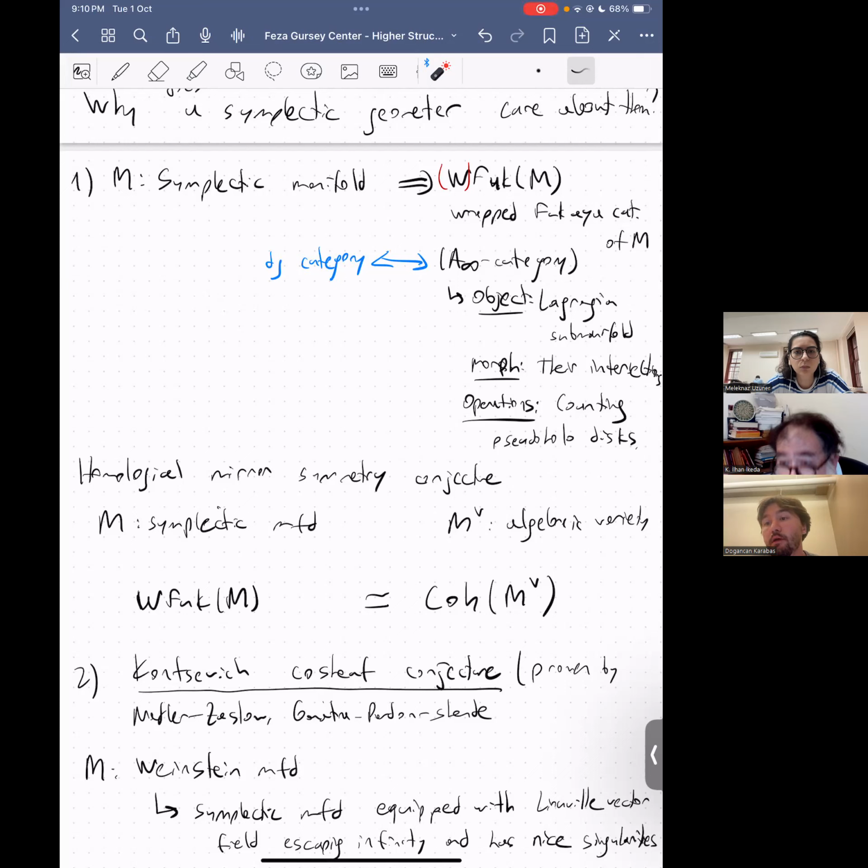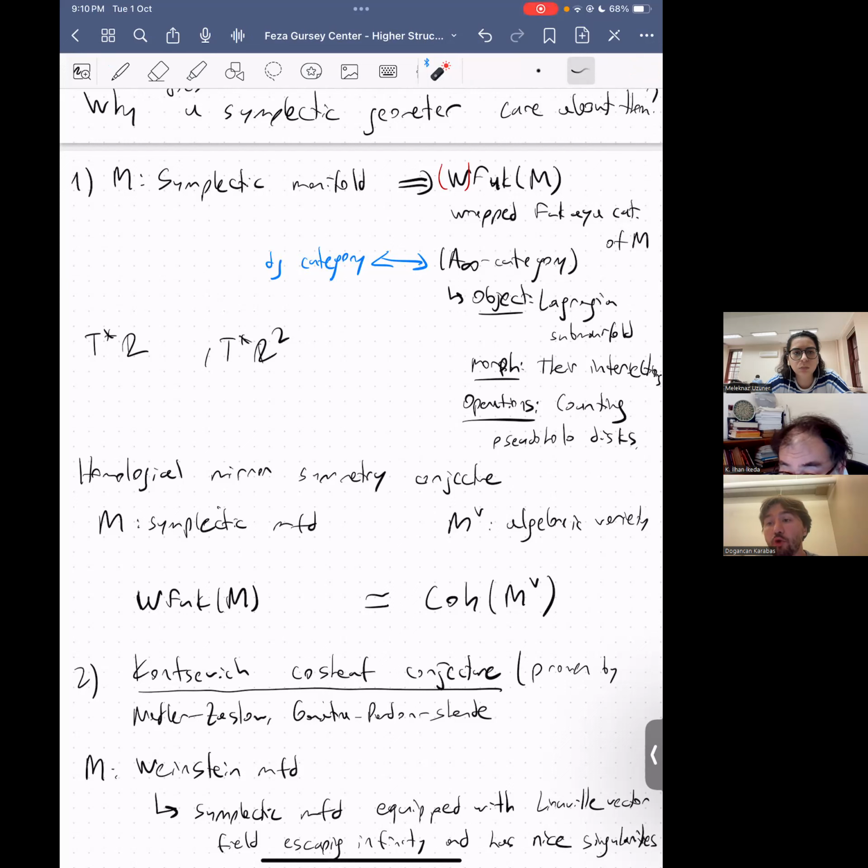Not necessarily. Sometimes it doesn't even detect topology. For example, T star R and T star R2 are two symplectic manifolds, and their representation categories are the same. So it doesn't even detect dimension.